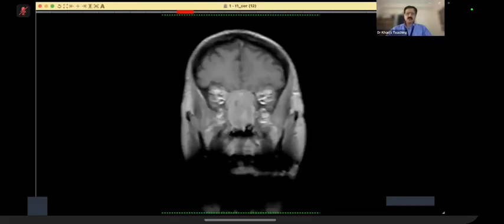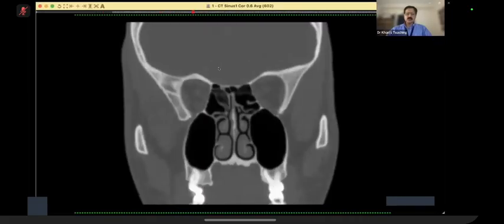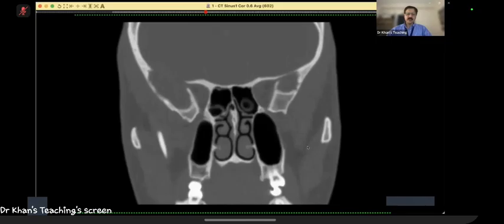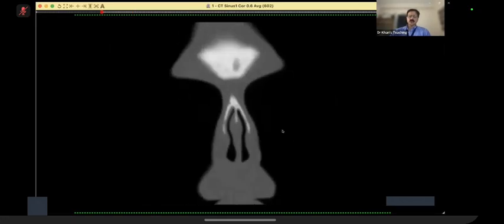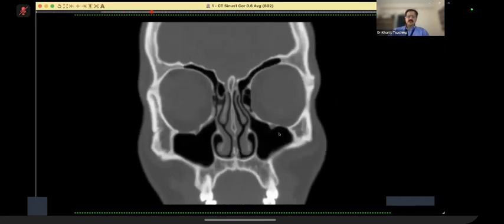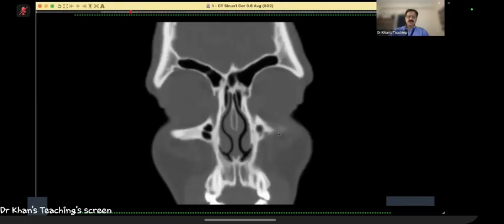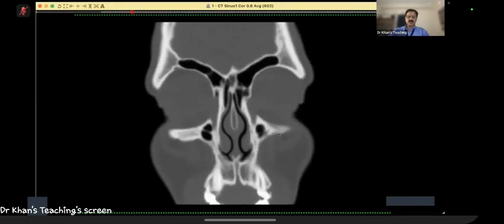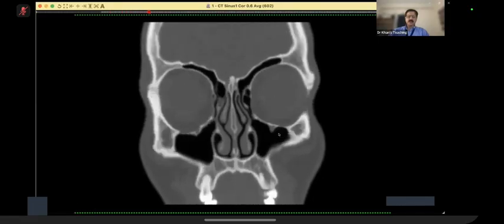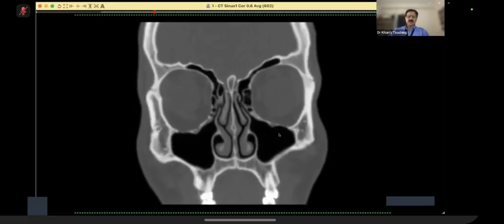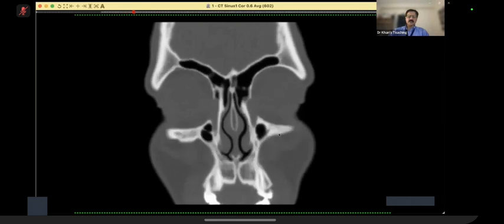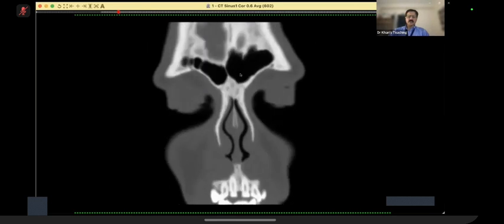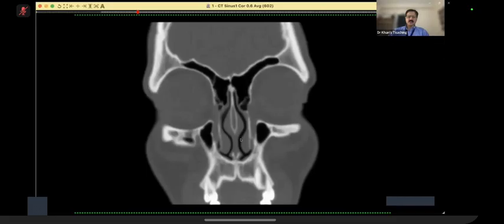Now, let's go through a normal scan, and then I will show you the abnormal scan. This is just for revision. So the coronal section is the best first section for paranasal sinus, and CT scan is better as the first modality than MR. So these are the two frontal sinuses, and this is the nasal cavity.